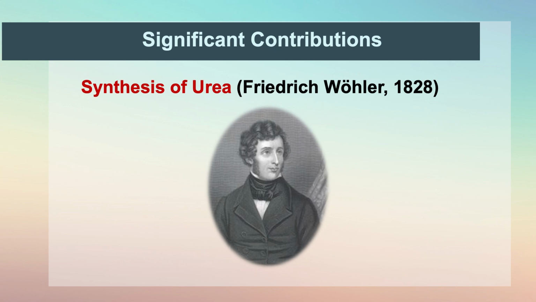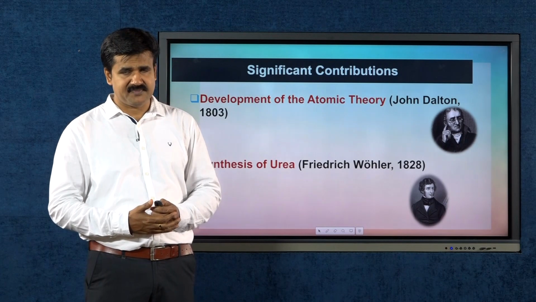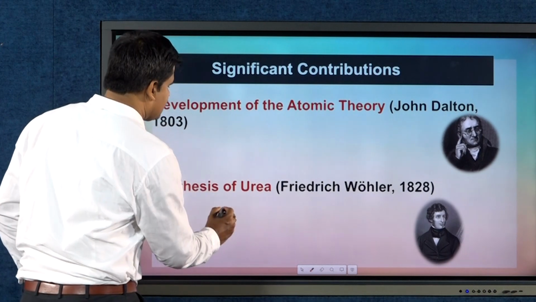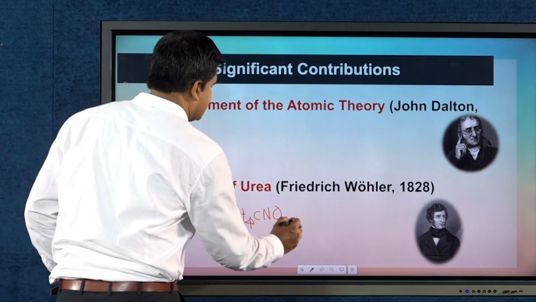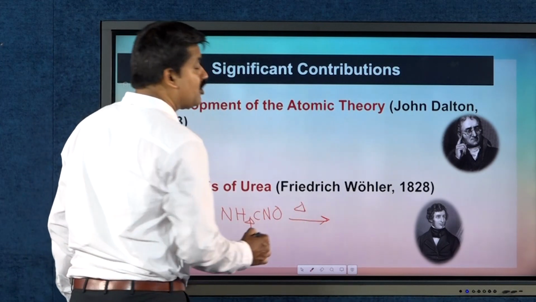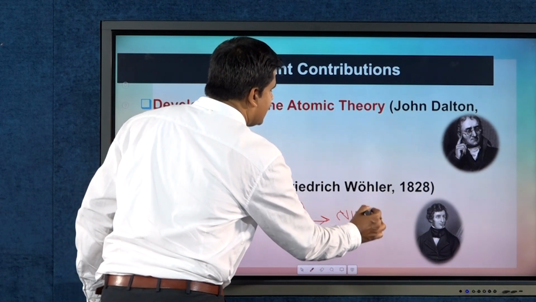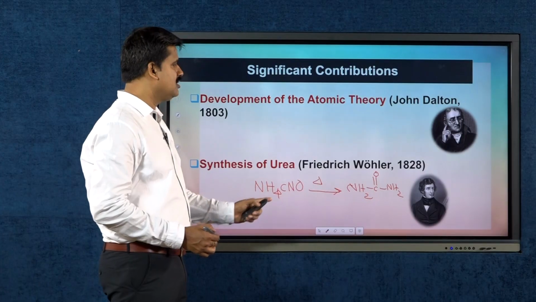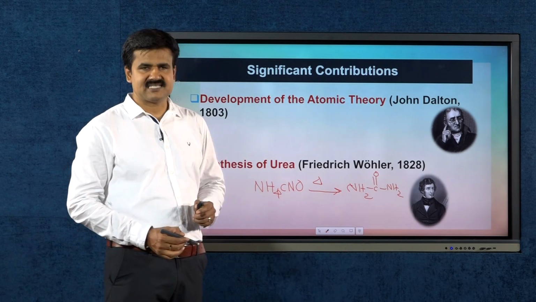This occurred in the year 1828. This is a significant contribution in the development of chemistry. This is because Wöhler converted ammonium cyanate. Ammonium cyanate is NH4CNO. This is purely an inorganic compound. This ammonium cyanate, on strong heating, converted to a new compound, that is NH2CONH2. This is urea. So, Friedrich Wöhler prepared urea by heating ammonium cyanate.